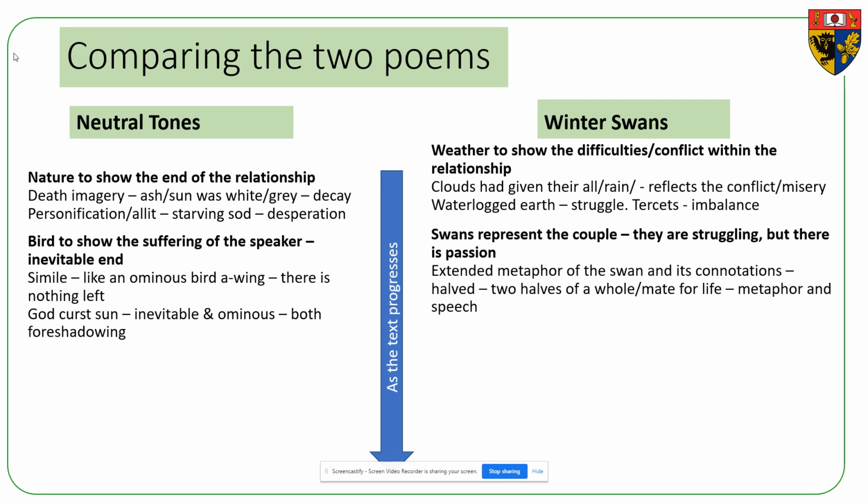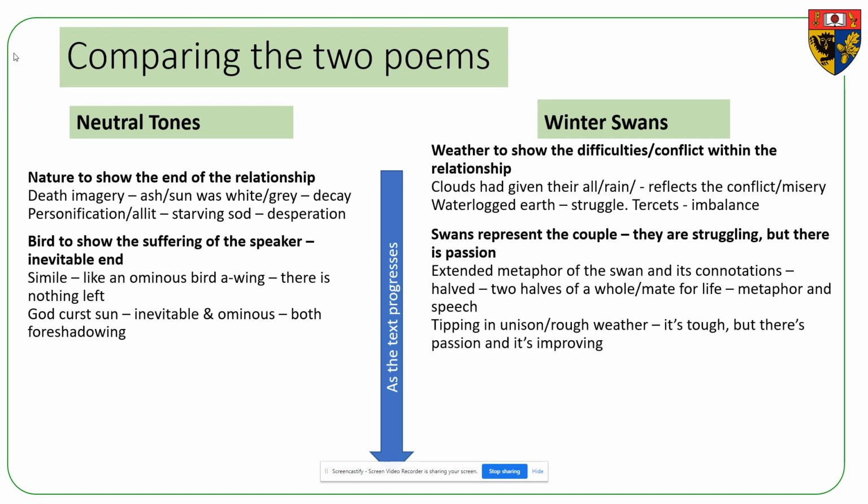So there is this passion and this desire for them to improve and to work together to improve their relationship. They both want this to work. So there's a difference there in that the birds are used in both poems, but in one it is to show how it's inevitable and the relationship's doomed, whereas in Winter Swans, it represents how they have the desire and the passion to want to improve this together.